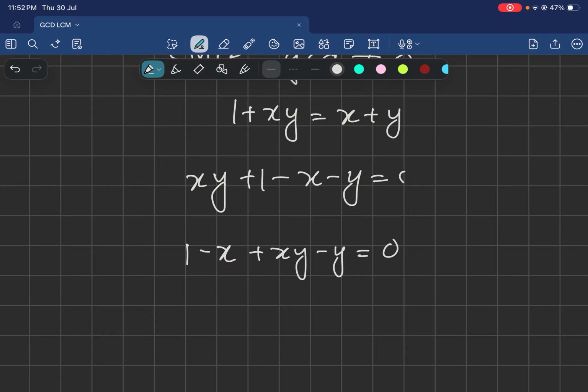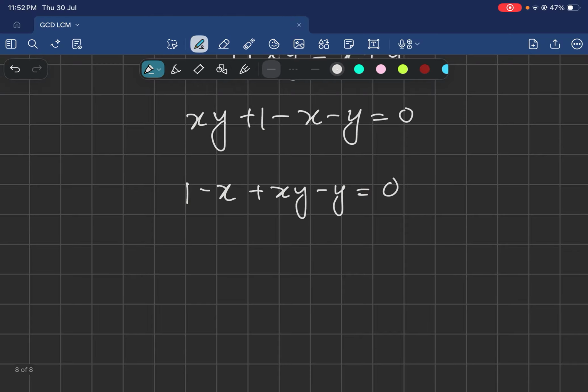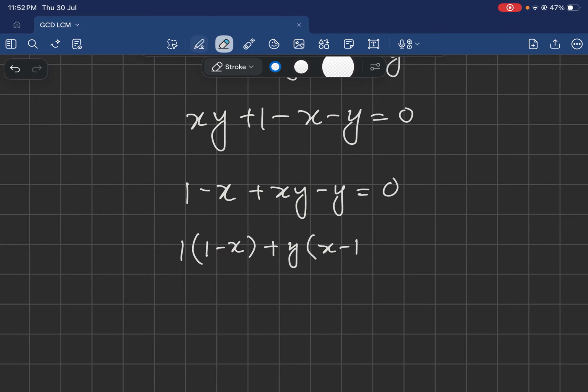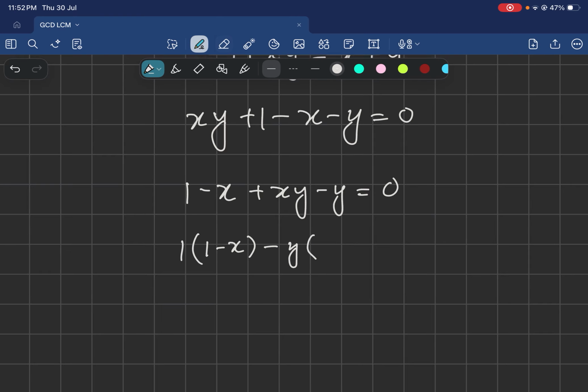Like pair it and see what works out, and you can take common 1 from here, and then you will get 1 minus X, take Y common from here, and then you will get X minus 1. But we don't want X minus 1, we want 1 minus X, therefore we are going to take minus Y common. So when you take minus Y common, you will be left with minus X plus 1, okay, which is same as 1 minus X. So we get factors 1 minus Y, 1 minus X.